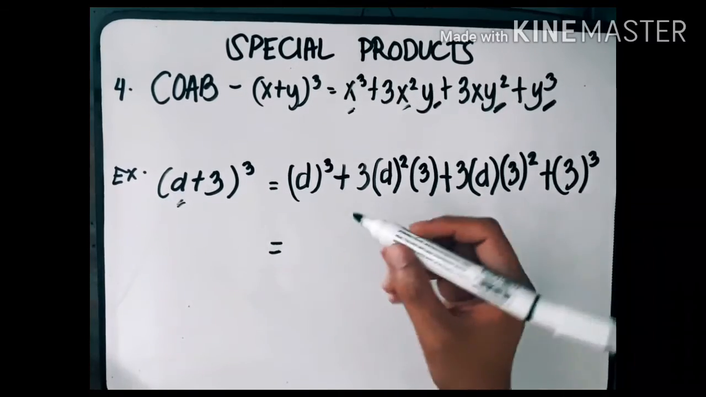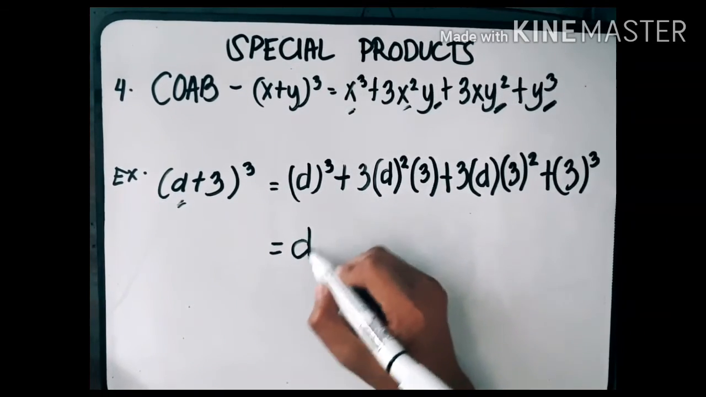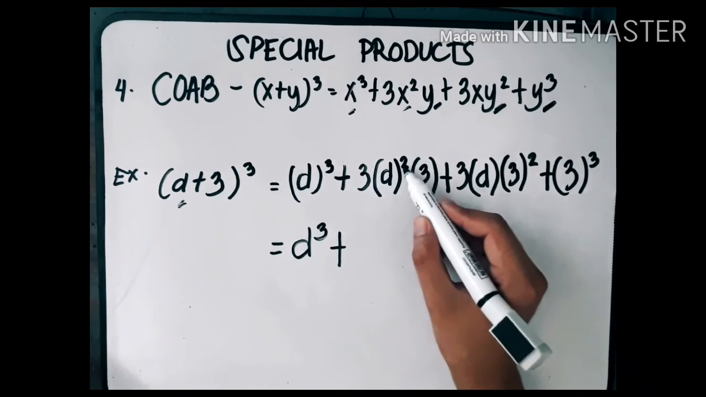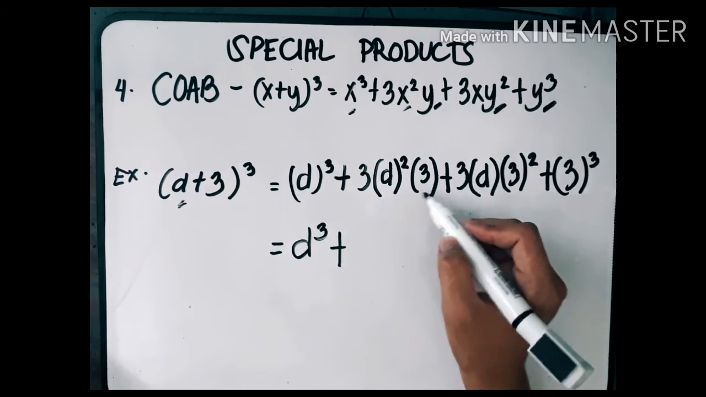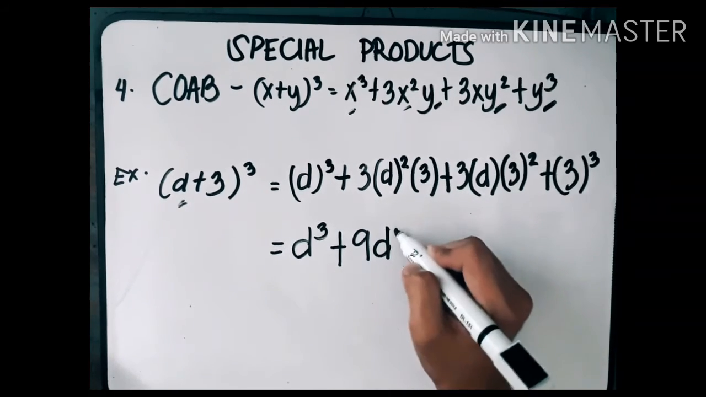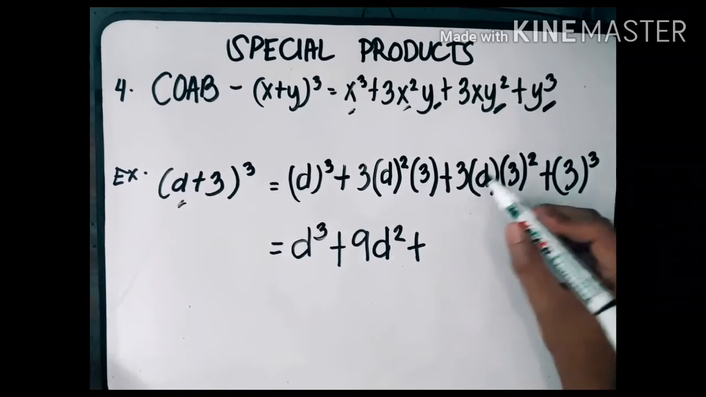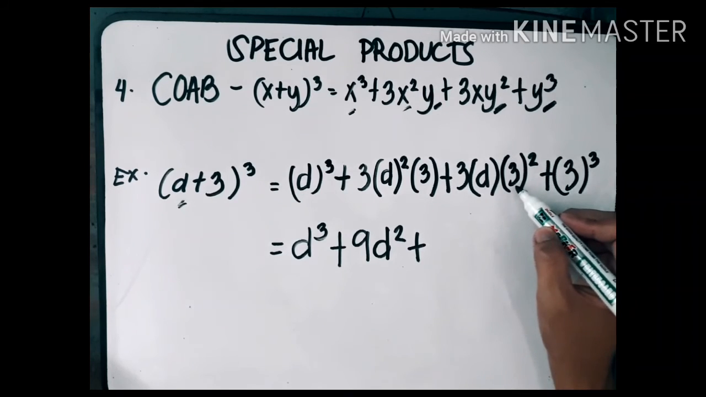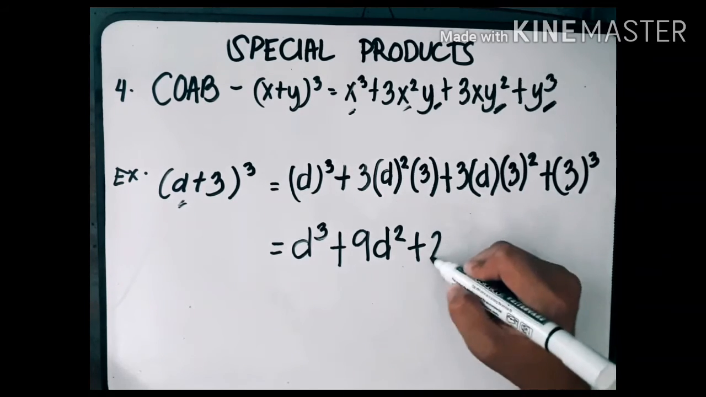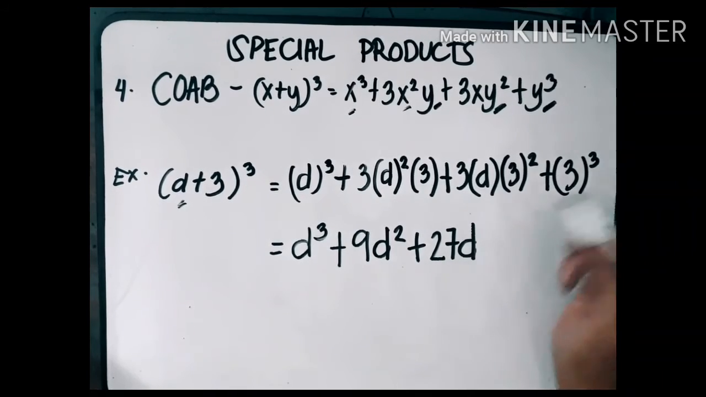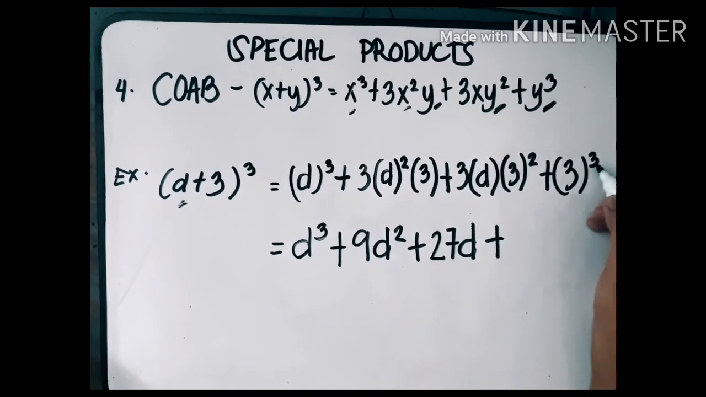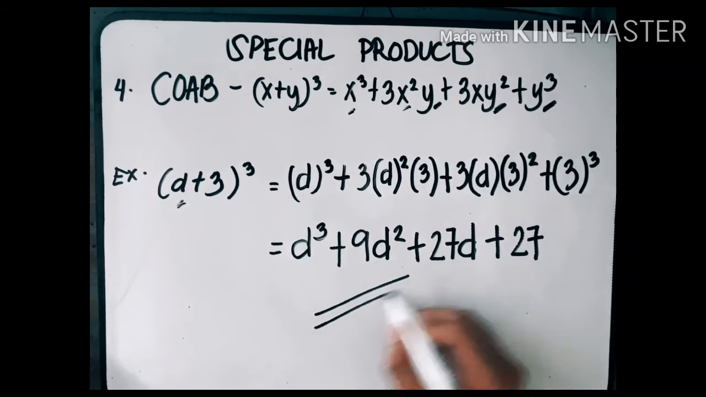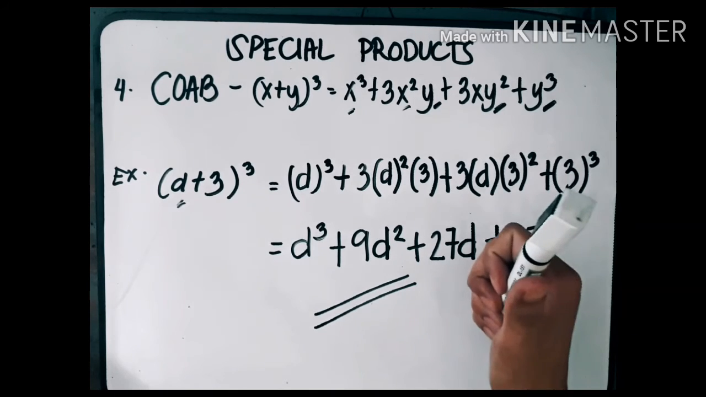And then, simplify lang natin. D raised to 3 is d cube plus 3 multiplied by d squared multiplied by 3 is 9d squared plus 3 multiplied by d is 3d multiplied by 3 squared, which is 9, is 27d plus the cube of 3 is 27. So, ito yung sagot natin. Okay?